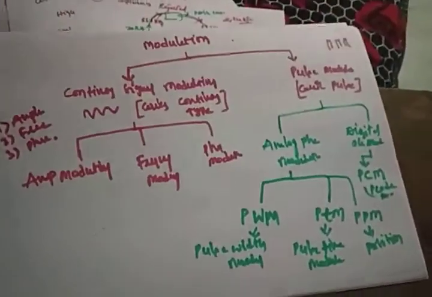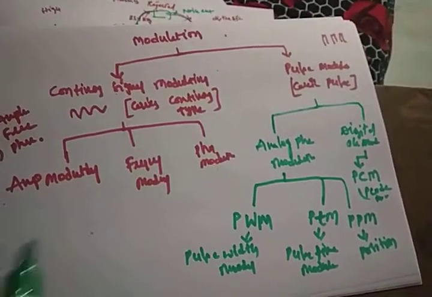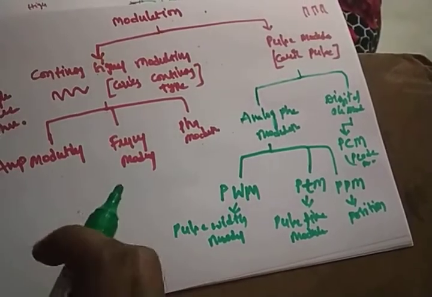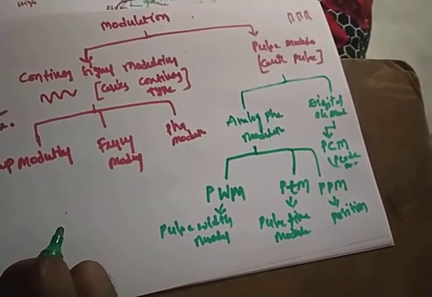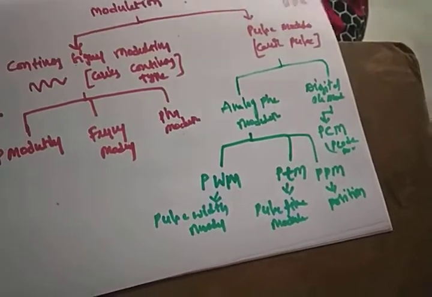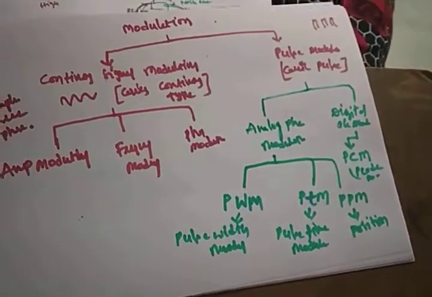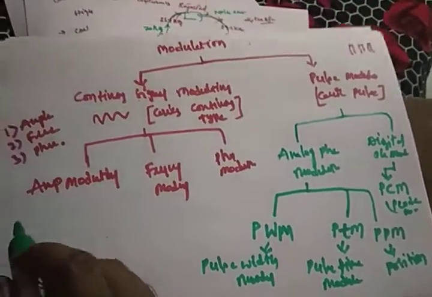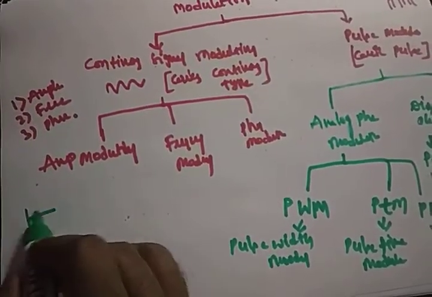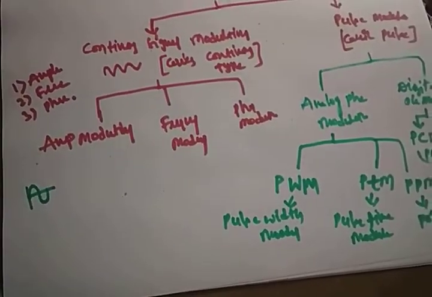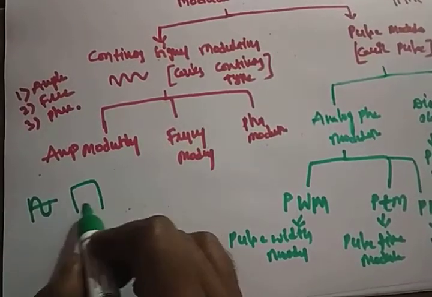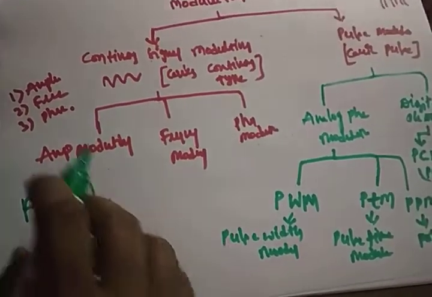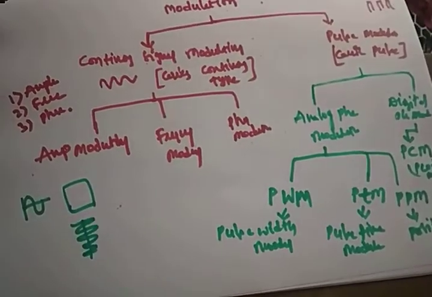I'm going to explain one more time. What does modulation mean? A low frequency signal is combined with a high frequency signal in order to transfer the signal over large distances. Suppose you want to transfer your message signal, which looks like this. For that you have a high frequency carrier signal, and you have to combine this message signal with the high frequency signal.